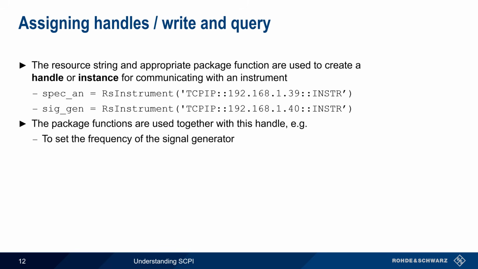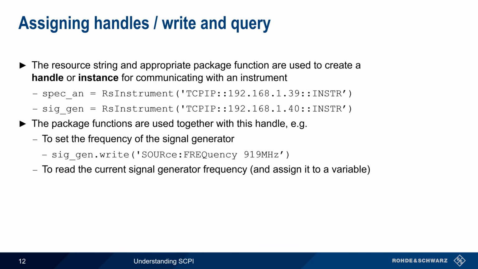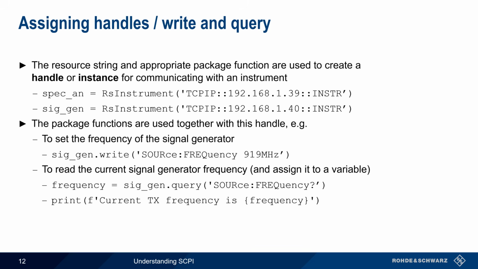For example, if we want to set the frequency of our signal generator, we would use siggen.write and then the SCPI string SOURce:FREQuency, and the desired transmit frequency. We're using write because no response is expected. If we wanted to read the currently configured transmit frequency of our signal generator, we would use siggen.query followed by SOURce:FREQuency? And the response would be stored in the variable frequency. This value could then be printed, etc., the same as any other variable.